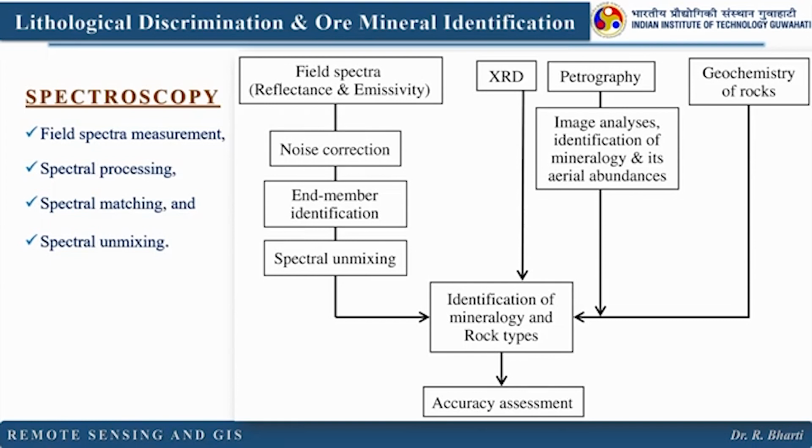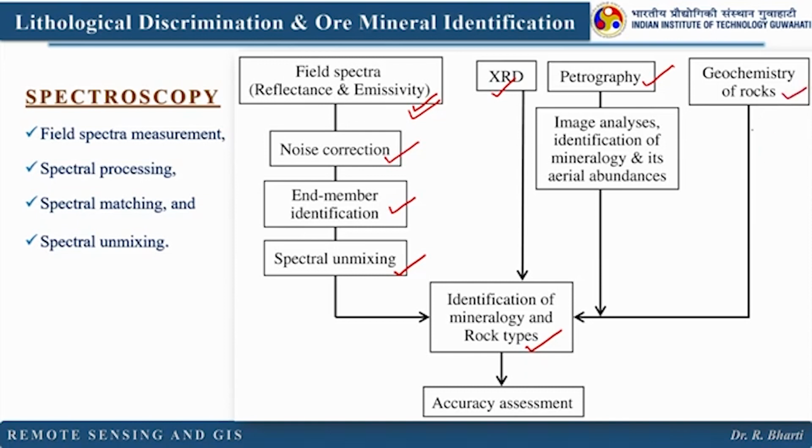So, this is how this work was done. The field spectra, which is basically reflectance and emissivity both, were collected in the field, then noise was removed from this particular spectra and end members were selected. So, representative samples were selected to be part of this analysis. Then spectral unmixing was done. At the same time, the field samples were analyzed with XRD, and then mineralogy and rock types were identified. Similarly, petrography and geochemistry of rocks were used.